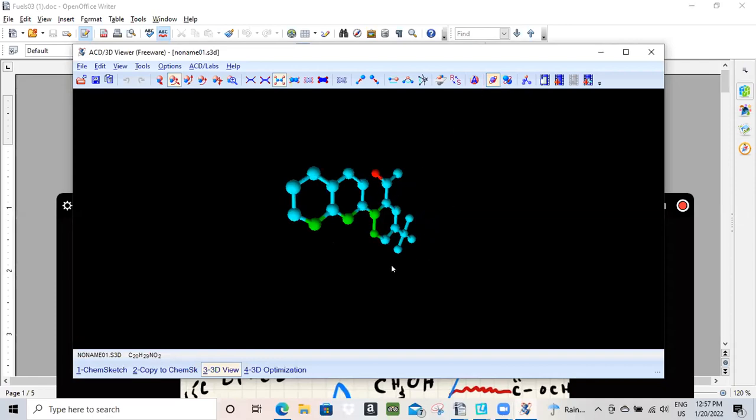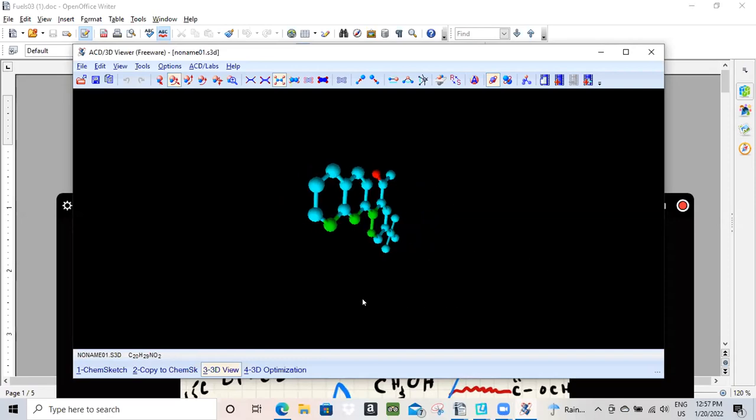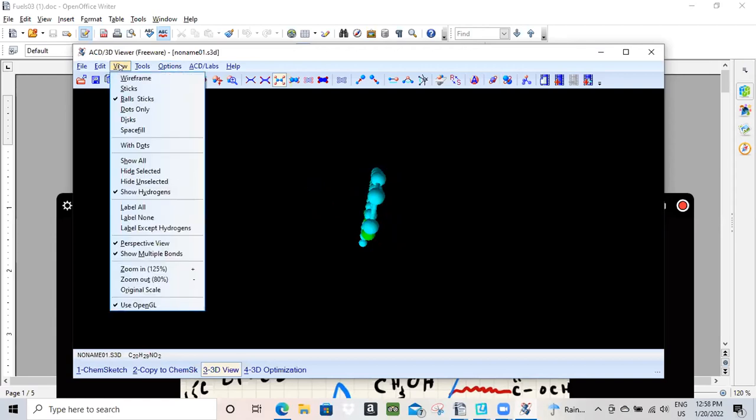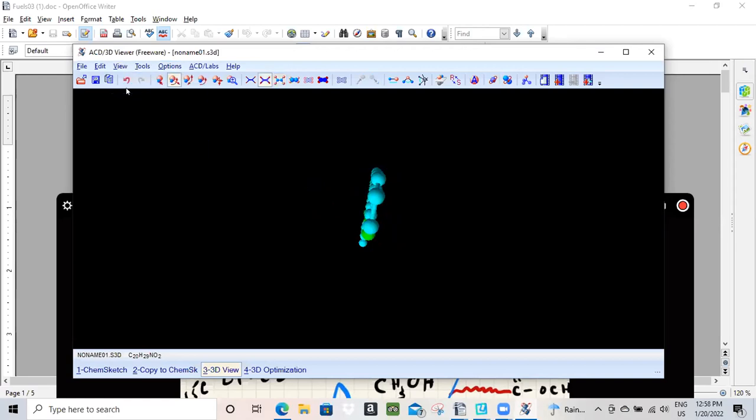But again, this is going to take a while because there's a lot of atoms. The more atoms you have, the slower it gets. So my computer's dragging really hard right here. Oh, that's lovely. Very powerful. I'm going to stop that rotation. I'm going to view it as sticks. Now, hopefully I can rotate this a little bit easier.